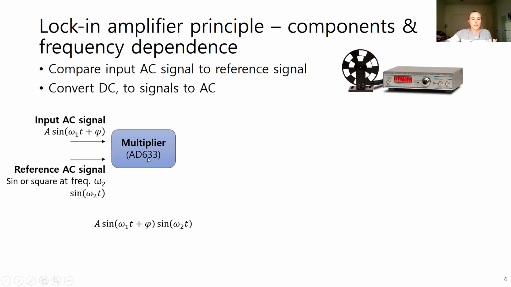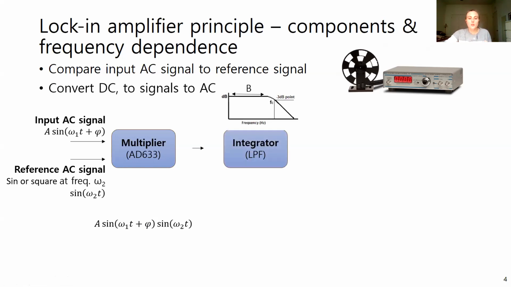So if we take this multiplier, we would take this A sine(omega 1 t plus phi). That's going to be our input AC signal multiplied times that reference signal. So the mathematical function you first do is multiply the signals together. The next thing you do is you integrate those signals with a low pass filter. So this is our frequency response function for a low pass filter. This should look familiar.